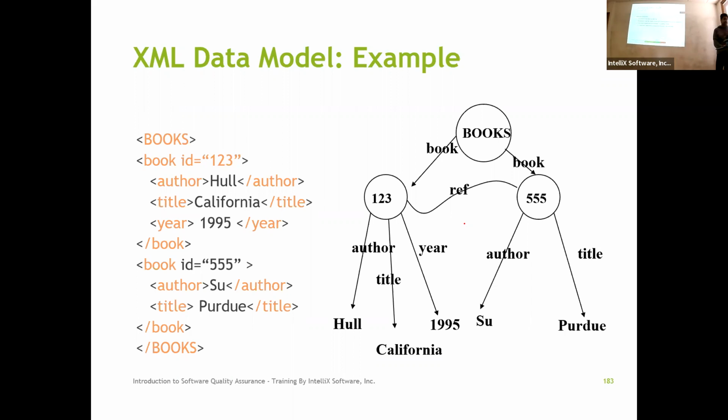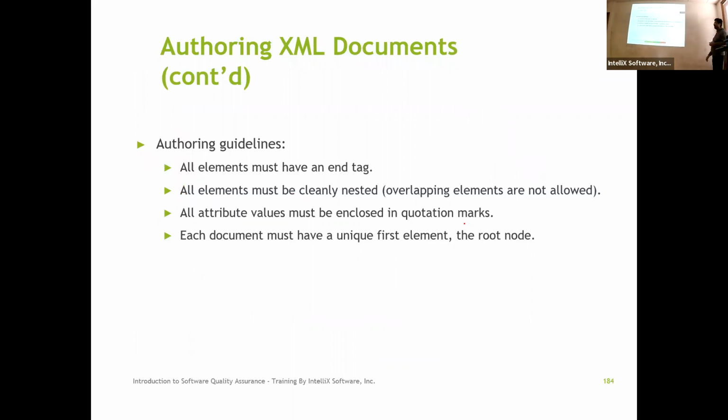Here are the authoring guidelines. When you're building an XML file, here are a few things that you need to keep in mind. All elements must have an end tag, or if you're using an abbreviated tag, it must end with a slash. Second rule is all elements must be cleanly nested, which is last in, first out, no overlapping. Third rule is if you're defining an attribute value, it must be in quotation marks. And the fourth rule is there's only one root node.